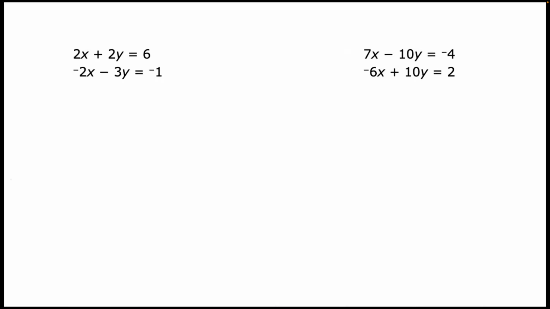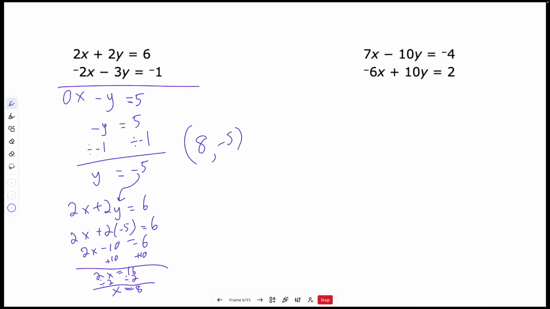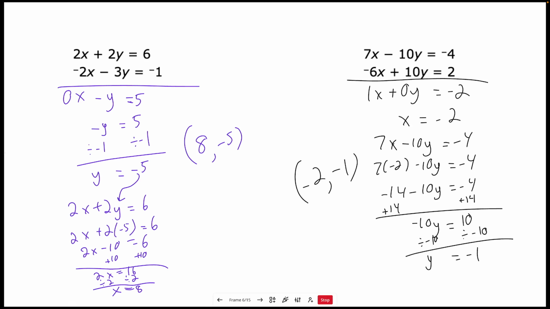Okay, now that you've had time to work these problems, let's check your solutions. For the first problem, you should have gotten 8, negative 5. Here's the work if you want to check your answer. And for the second problem, here is the work. You should have gotten negative 2, negative 1.